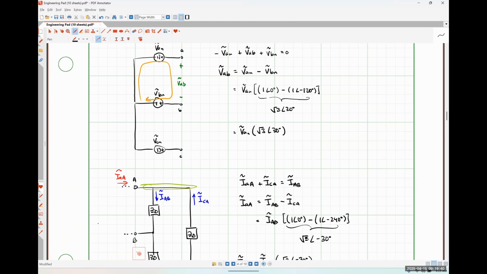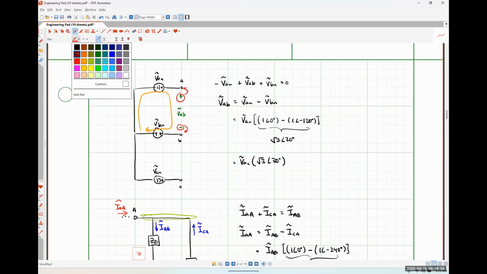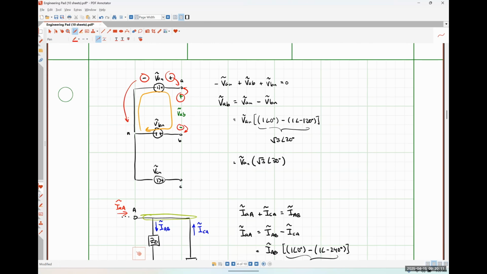So delta are always line to line. So line to phase doesn't really apply. This VAB is measured between our transmission line terminals, so that is why it is a line to line voltage. This VAN, if I wanted to explicitly put the plus sign on this side and the minus sign on this side, is a line to neutral voltage because it's measured between the transmission line terminal and the neutral terminal.